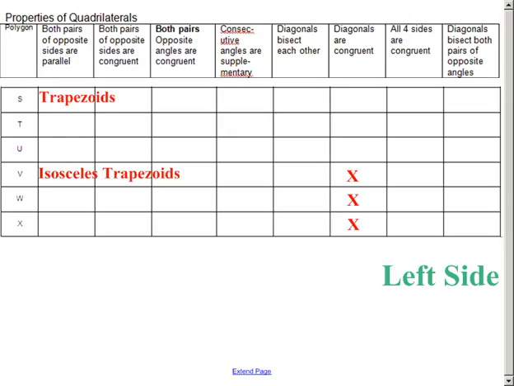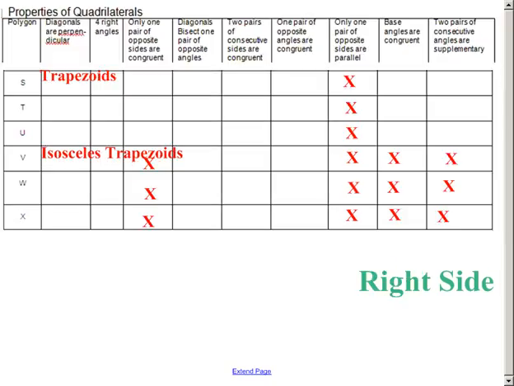Continuing to the right side of our organizer, our trapezoids have one pair of opposite sides that are parallel to each other. We want to make sure that our figures S, T, and U for our trapezoids have only one pair of opposite sides that are parallel to each other checked off. Our isosceles trapezoids are still trapezoids that have one pair of opposite sides parallel. However, they also have one pair of opposite sides congruent, therefore making it isosceles. We'll have base angles that are congruent to each other. And we'll also have two pairs of consecutive angles that are supplementary.